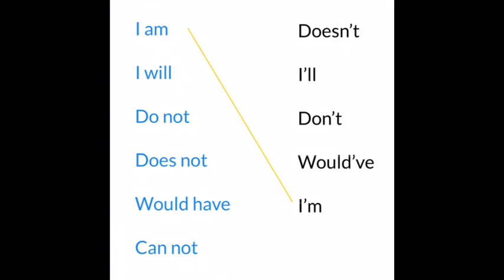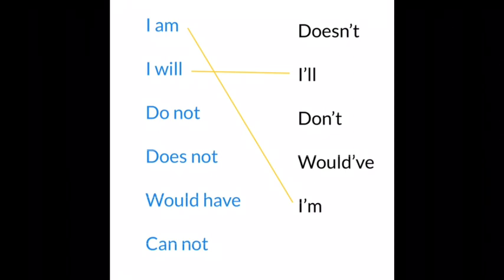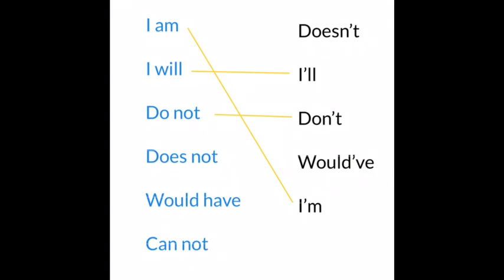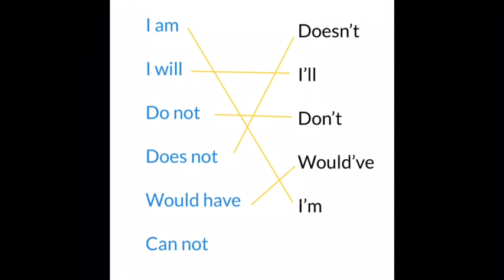Here's our first one that we already have gone through. So I am goes to I'm. Let's have a look at the next one. I will. I will goes to I'll. Let's have a look at the next one. Do not. So do not goes to don't. Let's move on to the next one. Does not. Okay, so does not goes to doesn't. Let's have a look at the next one. Would have. So would have goes to would've.